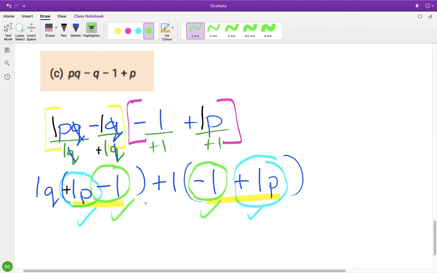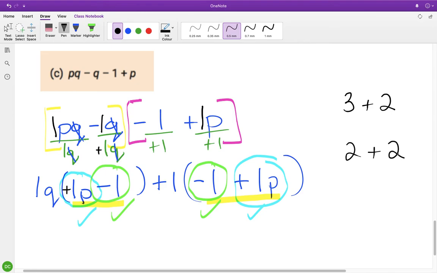It does not matter that they're not in the same order. What matters is their actual value. So it's like having 3 plus 2 and having 2 plus 3. The 2 matches the 2 and the 3 matches the 3. They are the exact same thing. Okay, so the order doesn't matter. It's about looking at the individual terms and seeing if they match.